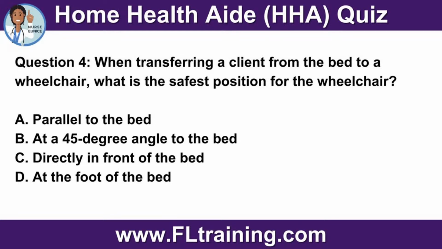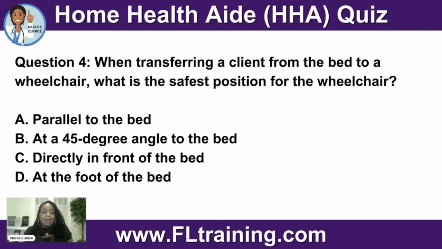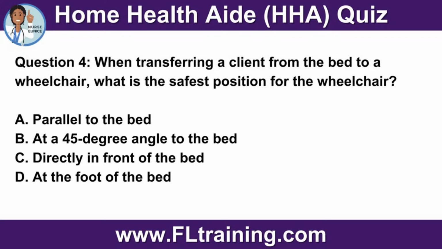Let's see. All right, looks like Ketty says B, Lewis says D, Chrissy says D, Jessica says B, Kelly says C. So we pretty much chose every letter of the alphabet except for A. And so the next image is going to help you better understand how the wheelchair should be placed.